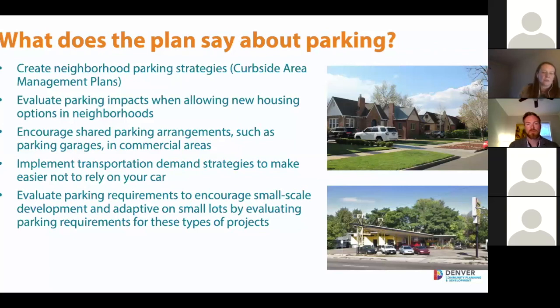And we suggest evaluating parking requirements to encourage some of our small scale development and adaptive reuse on small lots. Those smaller lots with the buildings that we all think are very special often face a lot of challenges with trying to be reused as something new. And that's a place where we do suggest that we should look at our parking requirements and what barriers they might be causing for that small scale development.